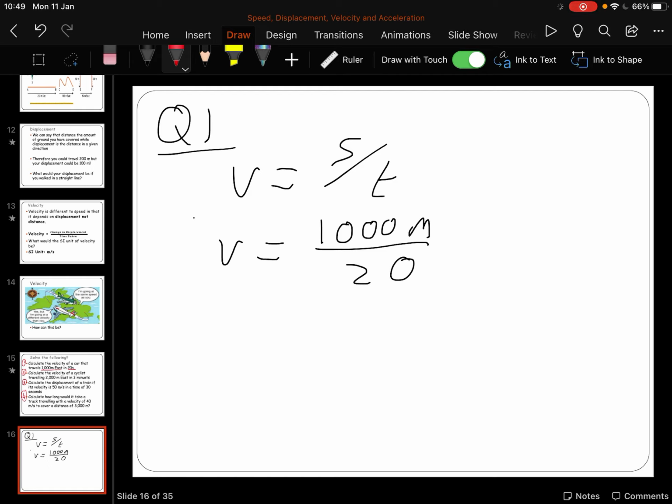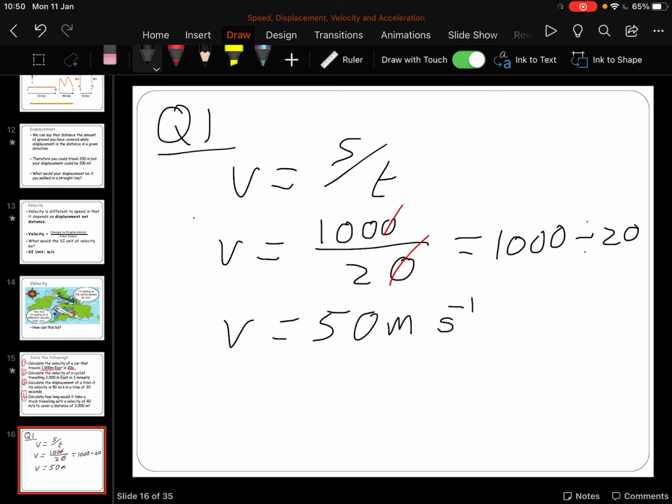All right. So what does this mean? Well, another way to rewrite this is 1,000 divided by 20. That's what's happening there. A number below the line means you're just dividing, that's all. So 0 cancels out 0. So it's 100 divided by 2, which gives you 50 meters per second east. So we're still traveling east. 50 meters per second east. Okay, that's the first question. Done and dusted.